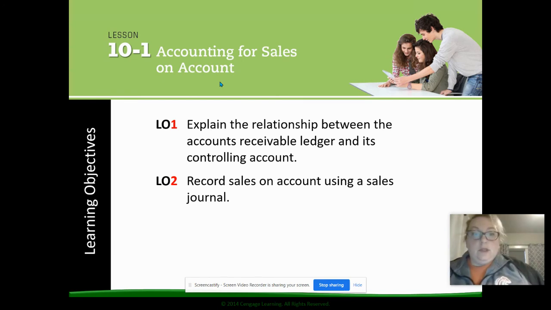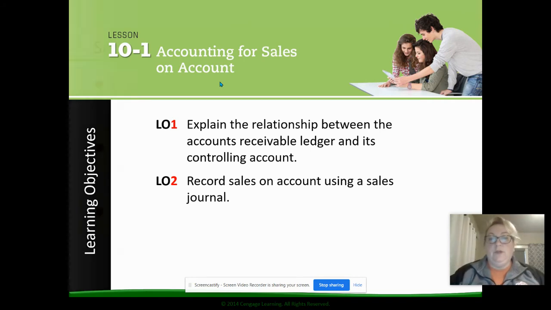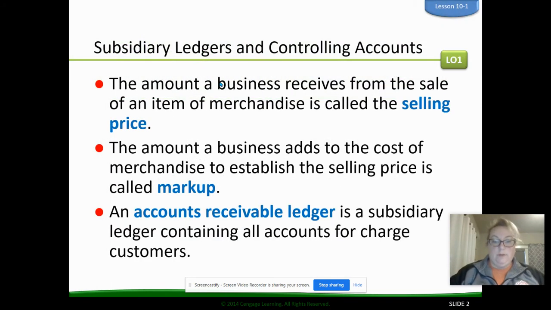So, in chapter 9, we were introduced to two other journals. And then we were introduced to the purchases journal and the cash payments journal. So those source documents were P and C, right? P for purchases, C for check. So in this chapter, we're going to talk about sales.